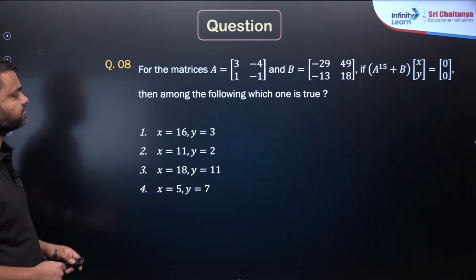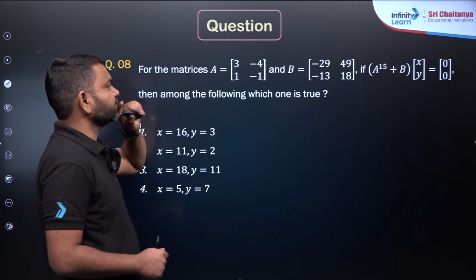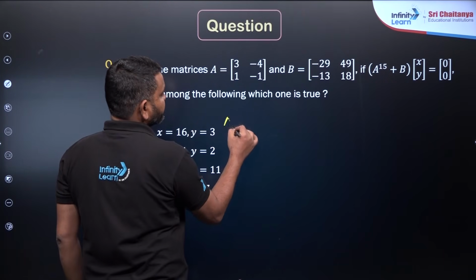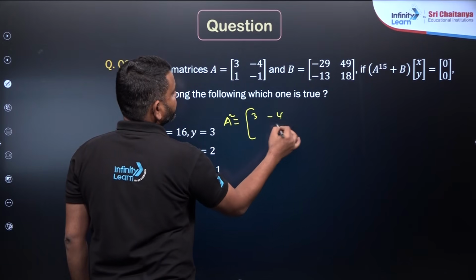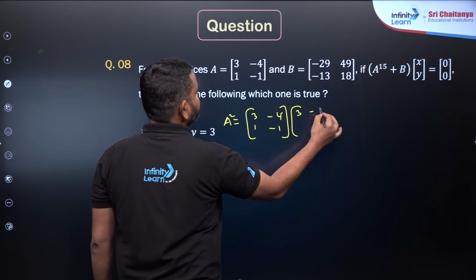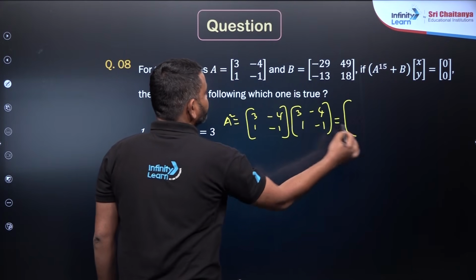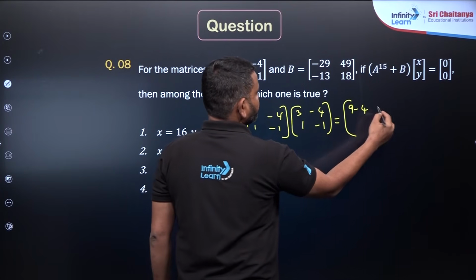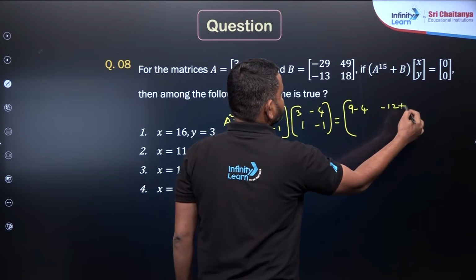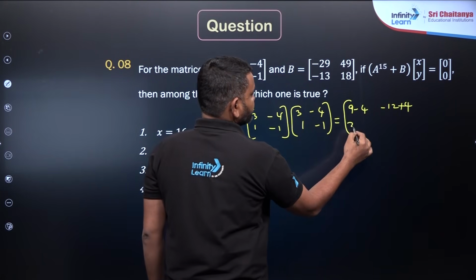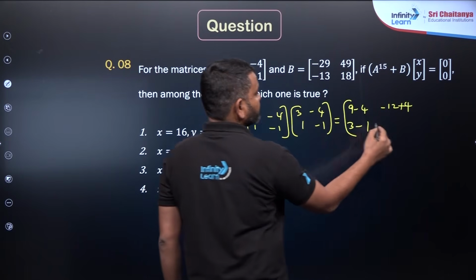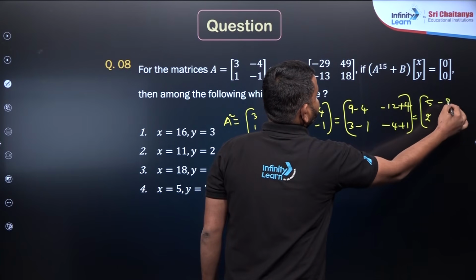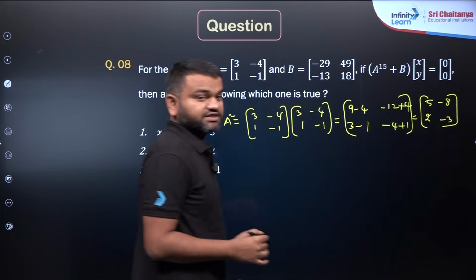Alright, next. This is your next question where a matrix is given to you, A and B, A square, A power 15 plus B into xy. So here A is given. If I am trying to do A square, this is going to be 3 minus 4 1 minus 1 and 3 minus 4 1 minus 1. If I am doing this, I am going to get here 3 into 3 is 9 and 4 and minus 12, minus 4 and this is going to be plus 4, and here this is 3 minus 1 and this is going to be minus 4 plus 1. So here I am going to get 5, 2, minus 8 and minus 3. This is A square, children.